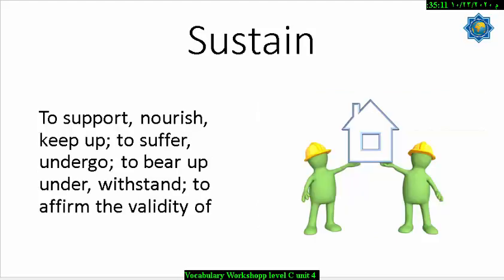Sustain is a verb which means to support or nourish or keep up or to suffer, undergo or to bear up, withstand, to affirm the validity of something. And that's the end of the words.